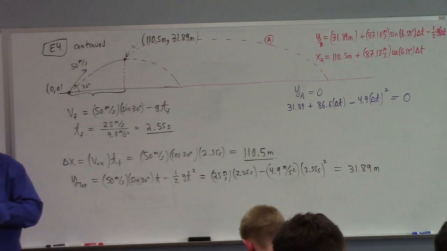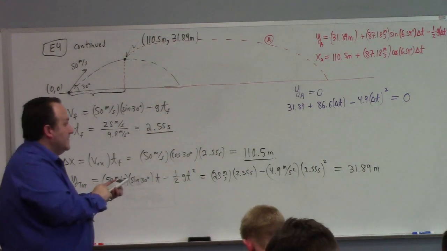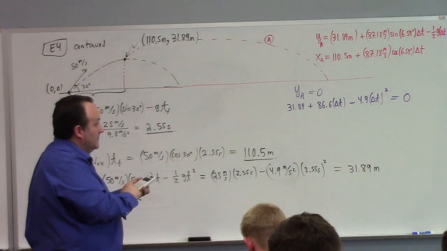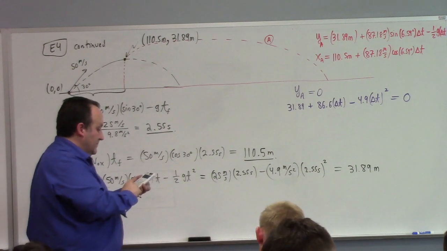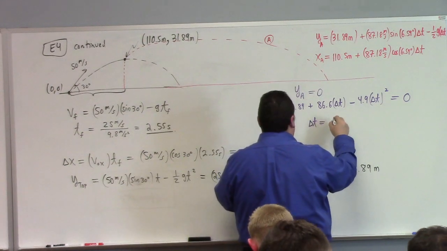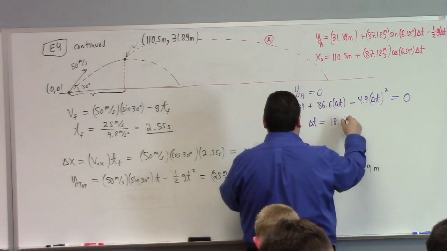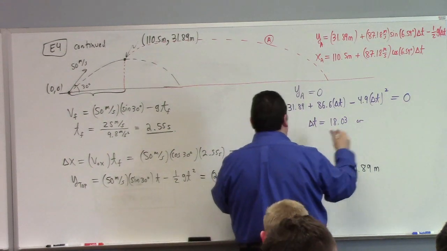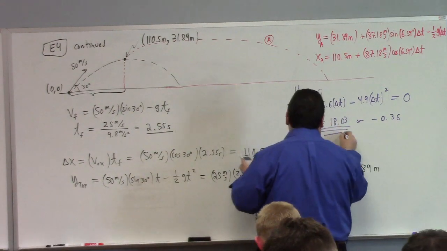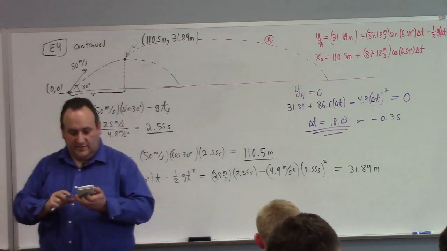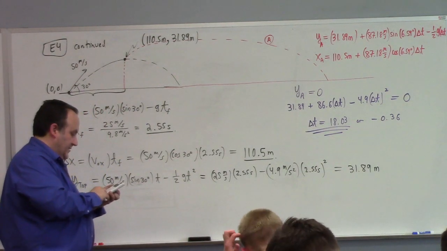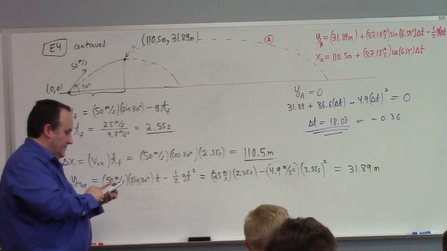Well, get out my handy dandy calculator. I get minus 4.9 for A, 86.6 for B, 31.89 for my C. The quadratic equation gives you delta t equals either 18.03 or minus 0.36. I think we probably want to go with the first one, right? And so if I do that, 18.03, come on, let me out of here. All right, here we go.